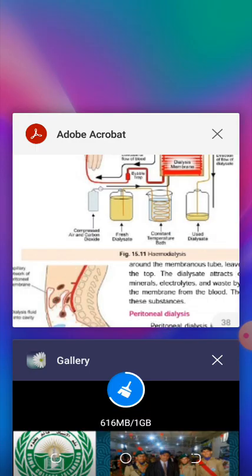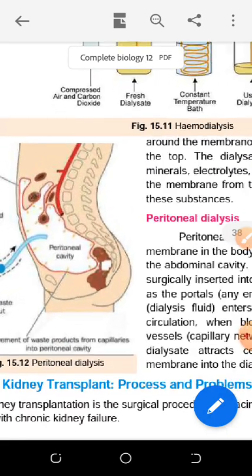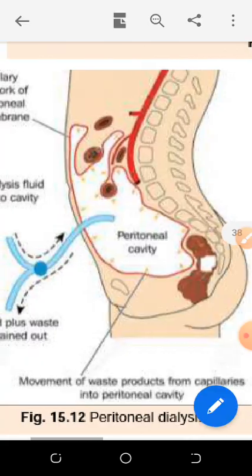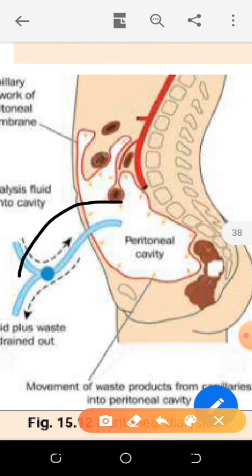Okay, we'll go back to the discussion which I want to do, that is peritoneal dialysis, and I will tell you now how the peritoneal cavity is involved. I will tell you that you will enter dialyzing fluid into the cavity. Look here, from here you will understand. So you are entering the dialyzing fluid into the peritoneal cavity.